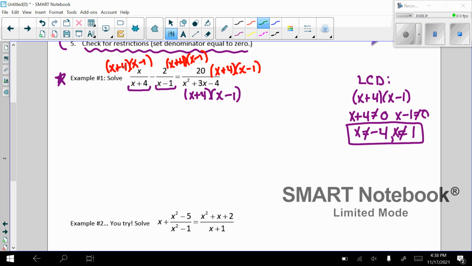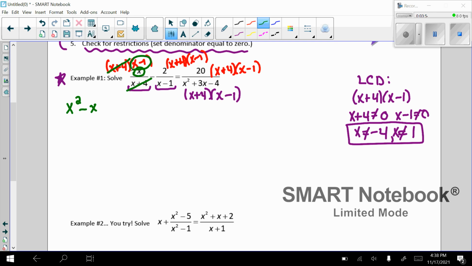So what you might notice here is that x plus 4 over x plus 4, they cancel each other out. So we're left with x times x minus 1. I'm going to go ahead and distribute that right now. We'll get x squared minus x. And again, that was because we had x times x minus 1.